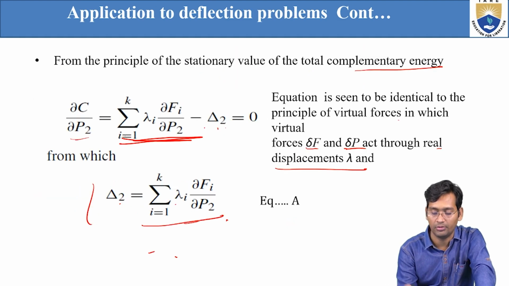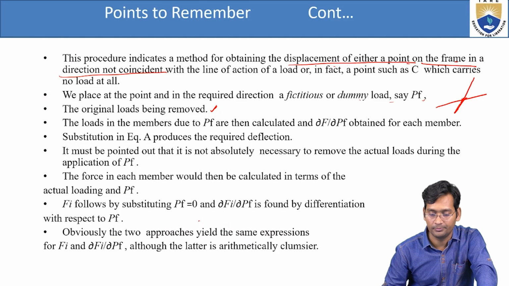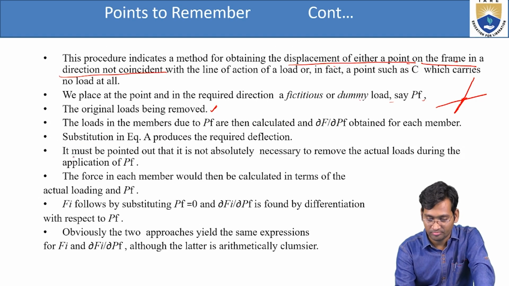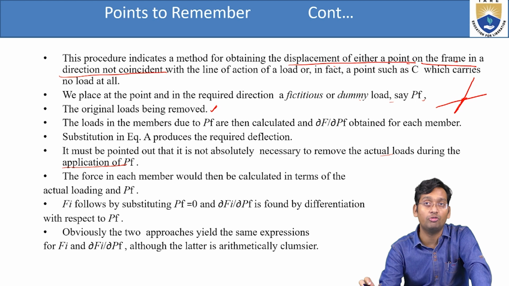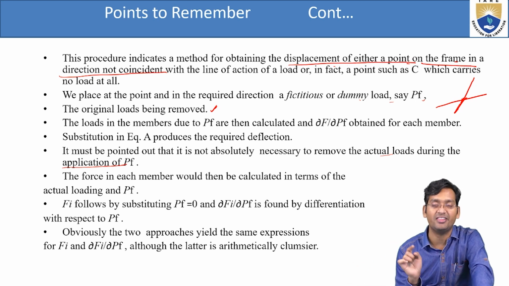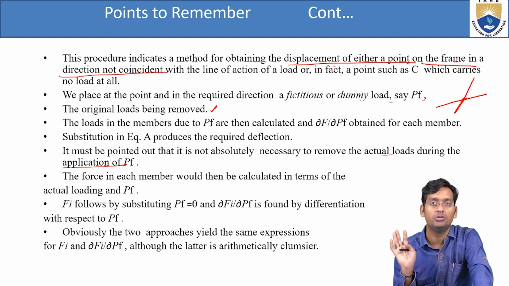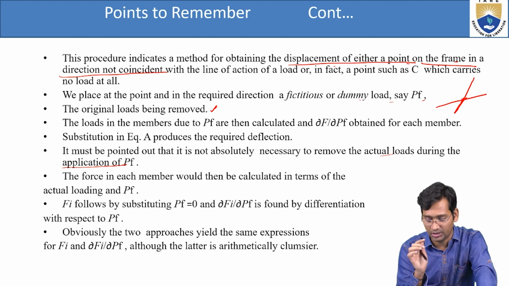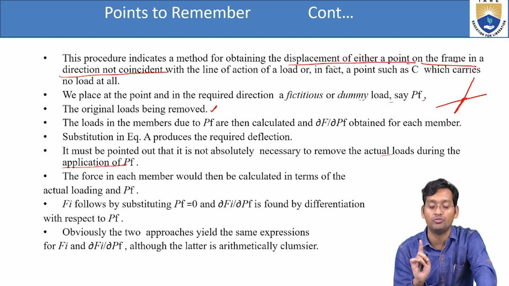Put that one here. It must be pointed out that it is not absolutely necessary to remove the actual load during application of PF. One more thing: if a load is there at the point where you are finding the deflection, then there is no need to remove the other forces or add the fixed force. With that force only you can find it. If load is not there at that point, then only you have to add. So by both methods you can solve, depending upon at what point you have to find the deflection.